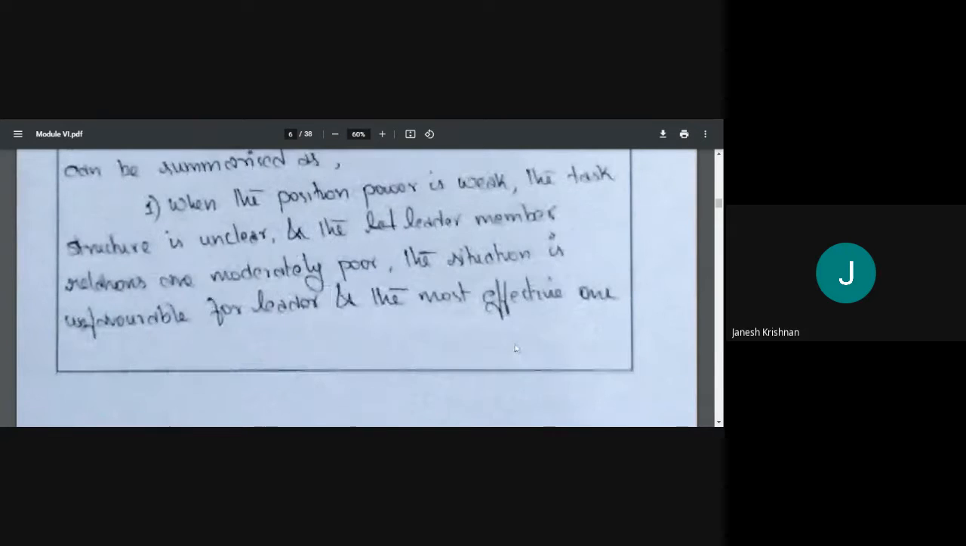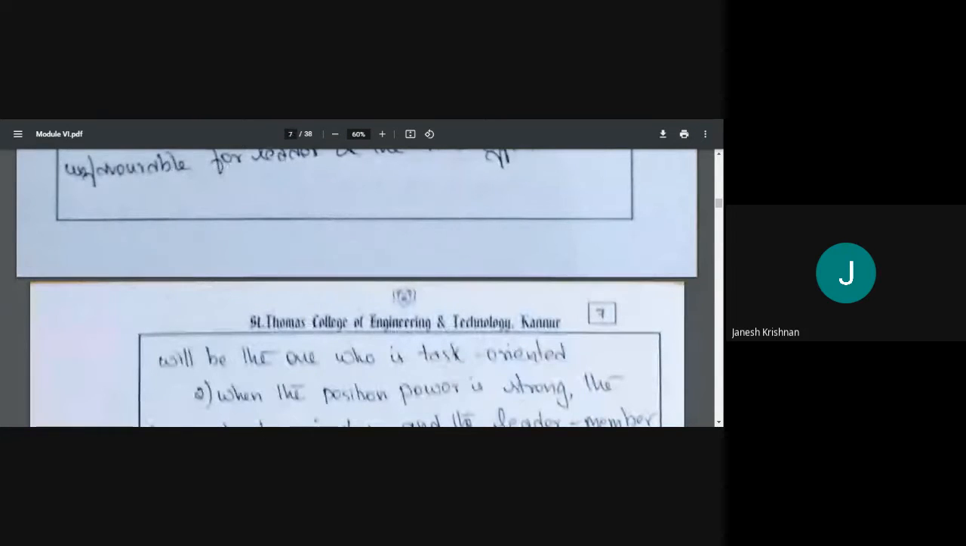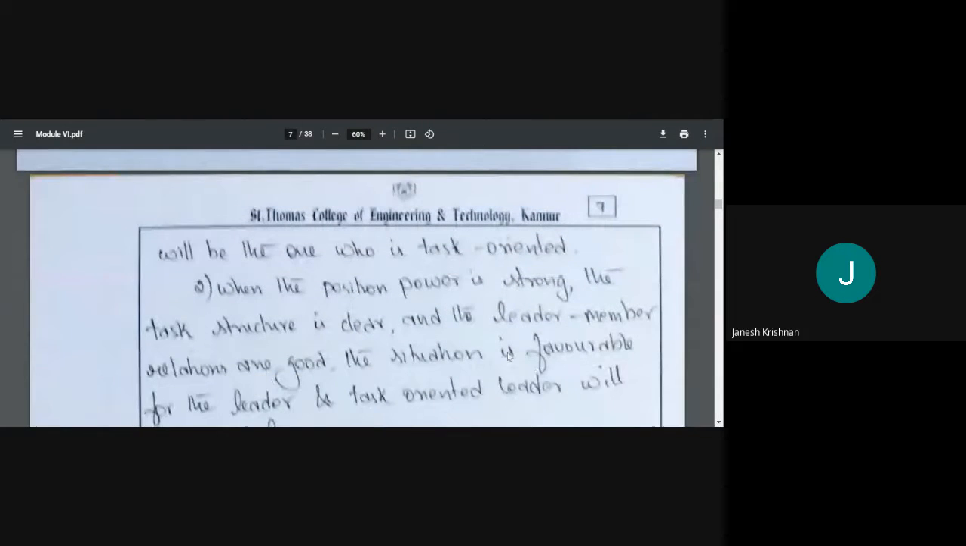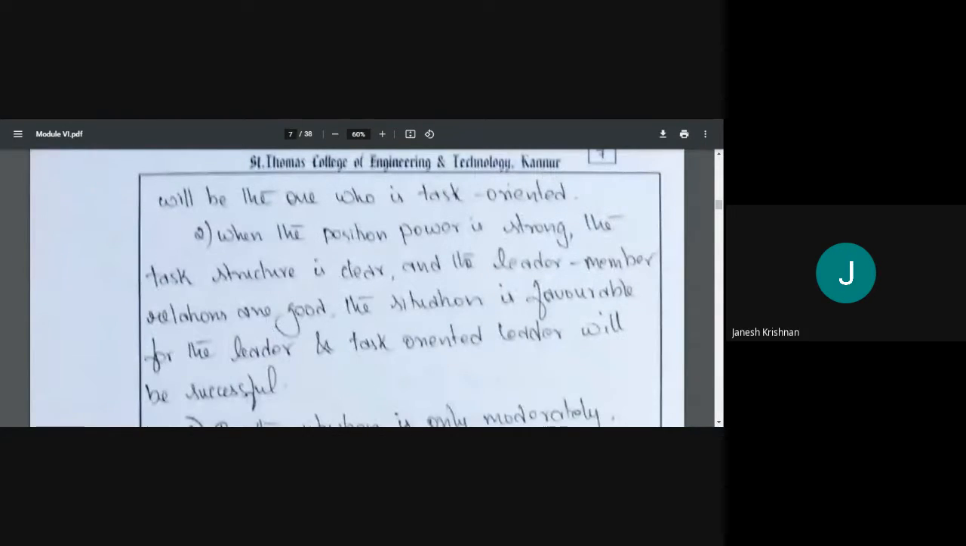This here, the style will be task oriented. Okay, so what can be done? What can you, being a leader, do here? You can see that the tasks are performed. Right? Clear?